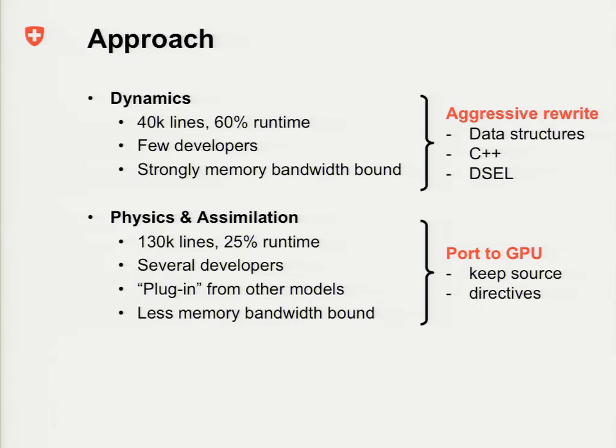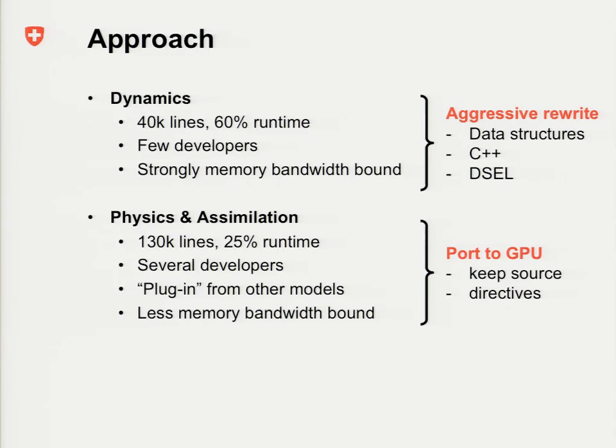What I would like to focus in a bit more is the rest of the code, so physics, assimilation, and all the rest. So this is quite a lot of lines. It sums up to roughly 25% of the runtime. There's quite a lot of developers here, and we typically do plug-in from other models. So we get some module, and we want to plug it into the code. So changing the programming language really was not an option here. And it's also a little bit less memory bandwidth bound.